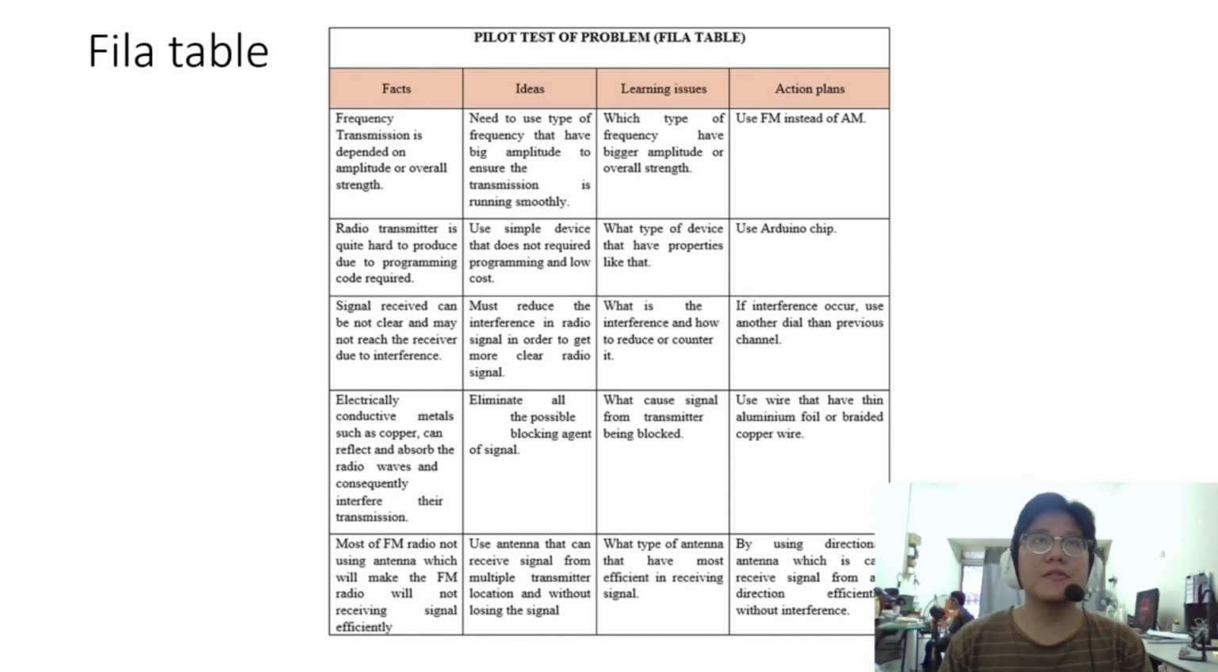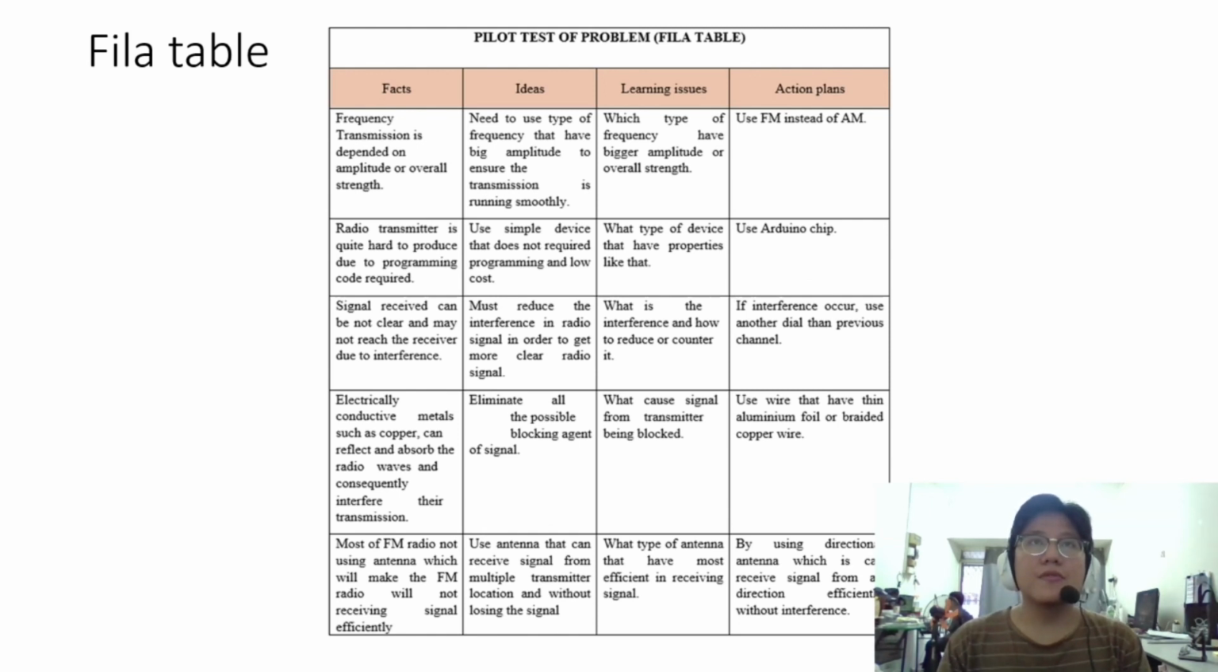So the first fact is the frequency transmission is dependent on amplitude or overall strength. The idea is to use a type of frequency that has big amplitude to ensure the transmission runs smoothly. The learning issue is which type of frequency has bigger amplitude or overall strength. So the action plan: we use FM instead of AM because the signal is smoother, clearer and less sensitive.